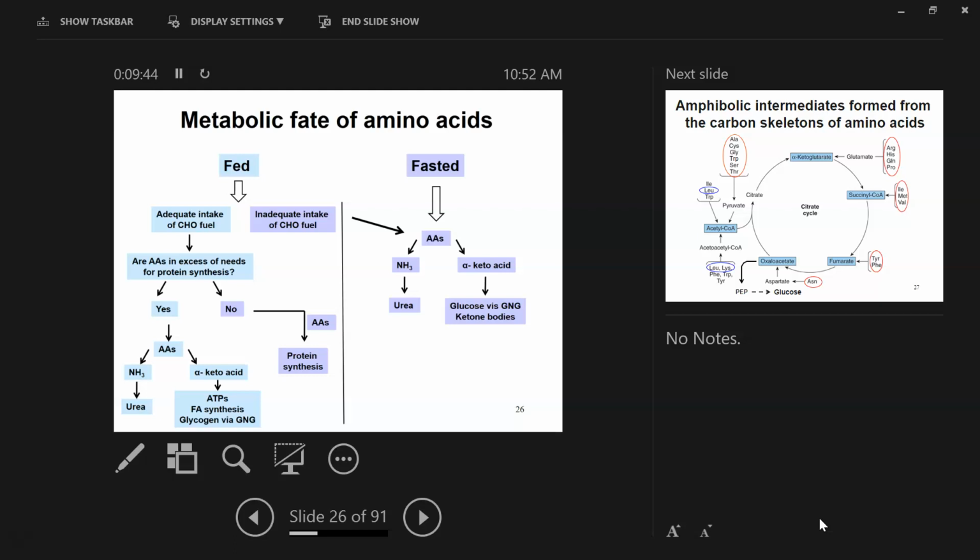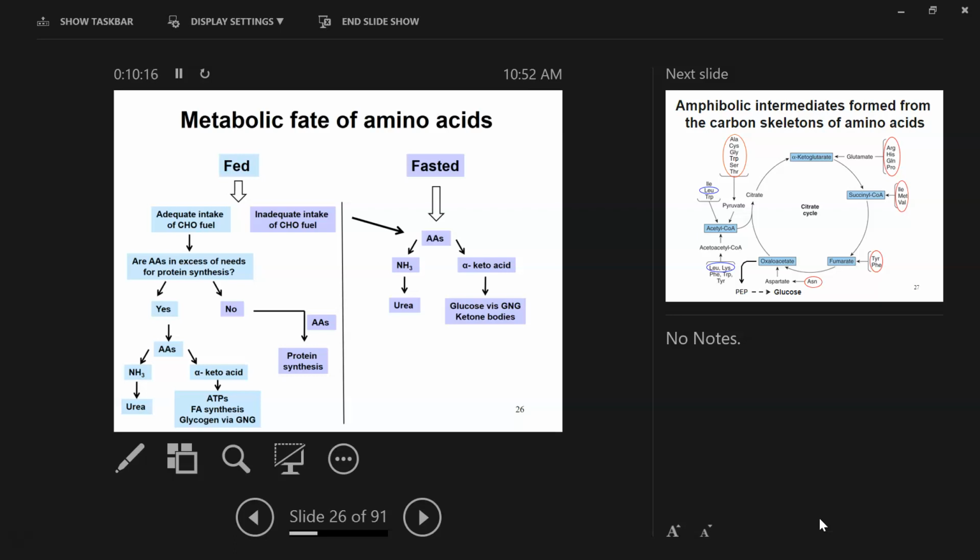And the second question is, if we don't have enough amino acids for protein synthesis, right? So in the body, if we have lower free amino acids in the pool, under this situation, the amino acids will be used for protein synthesis, right?